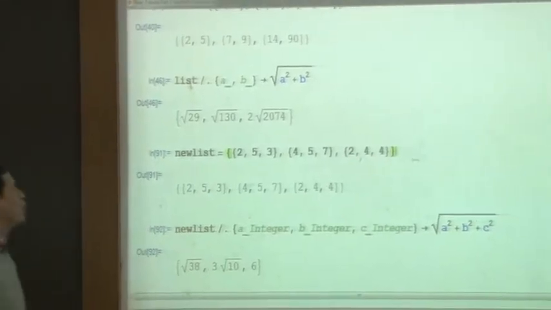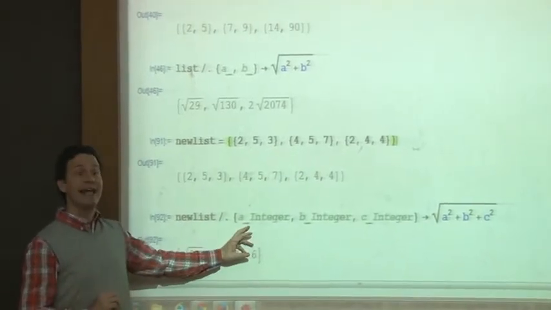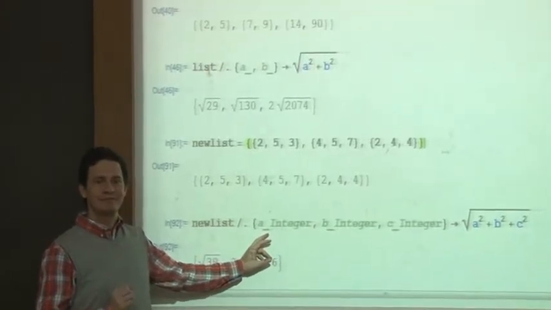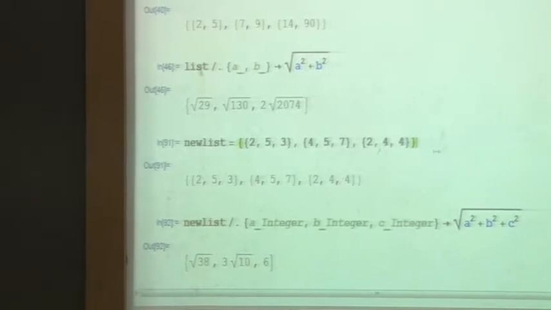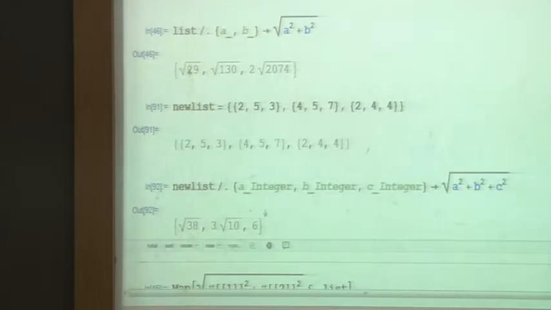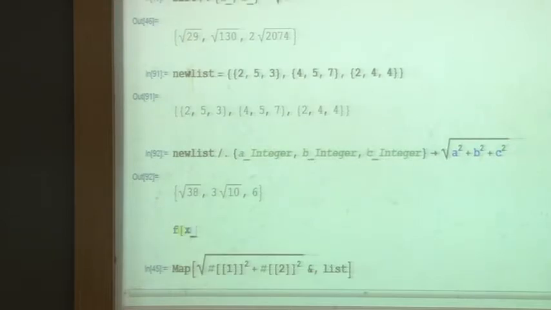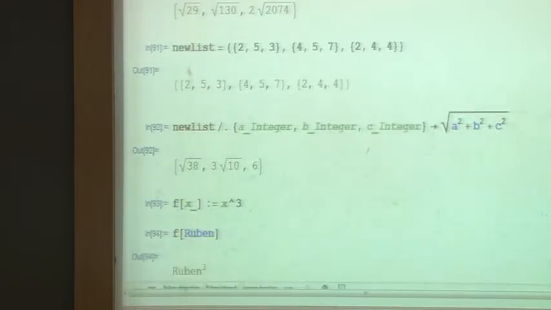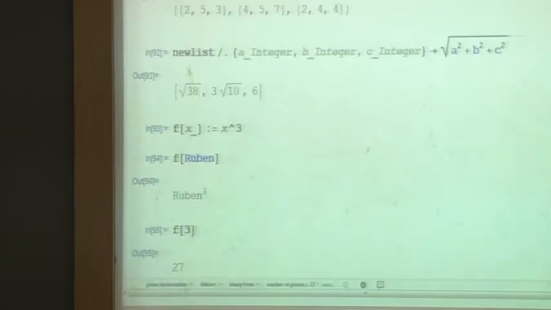This is the key, alright? We need to tell the pattern that the head of the expression should be an integer. Belum ngerti ya? Tidak apa-apa. Alright. Let me show you something. If I put this function, and I say this function equals x cubed, it means everything will be cubed, right? So I put f Ruben, hasilnya Ruben cube, right? F3, correct? So it's f of anything.